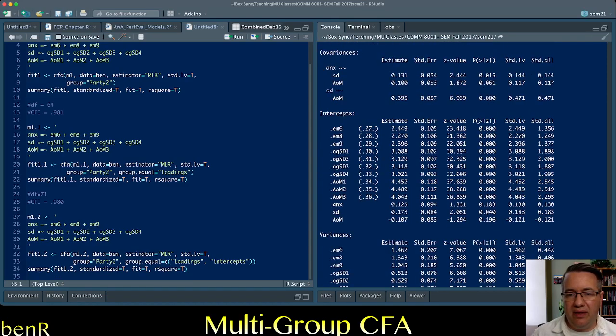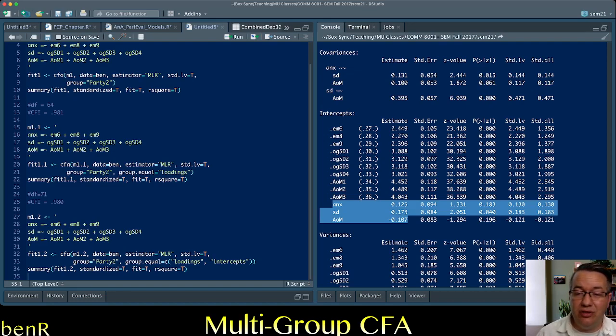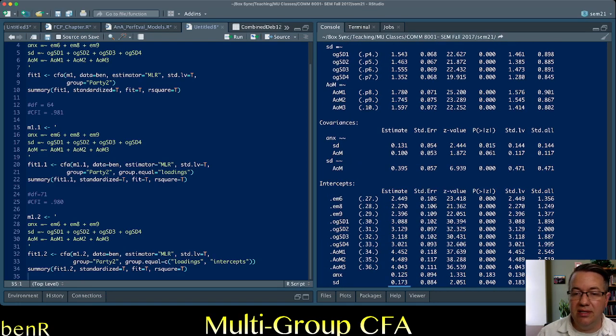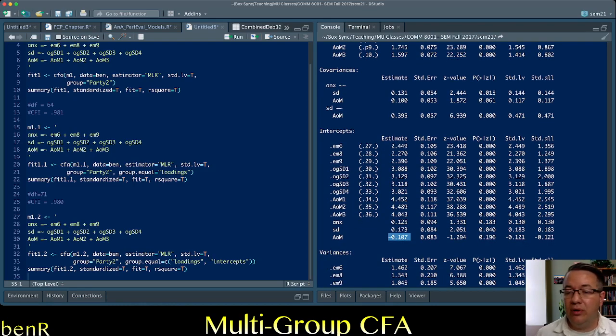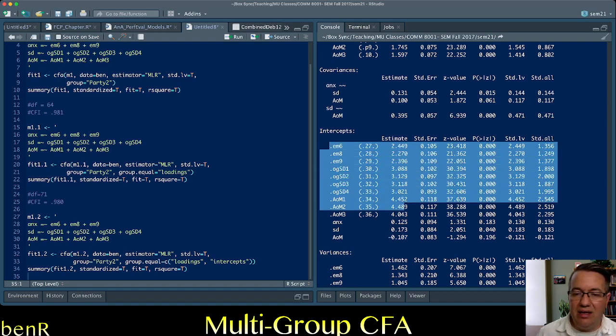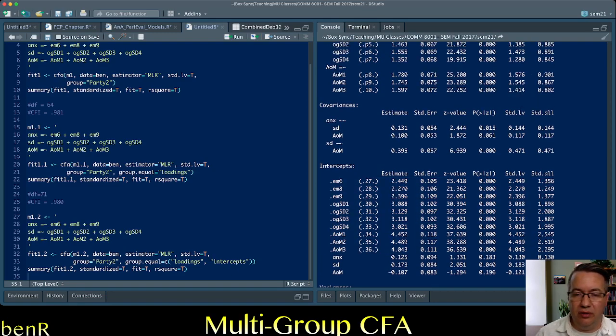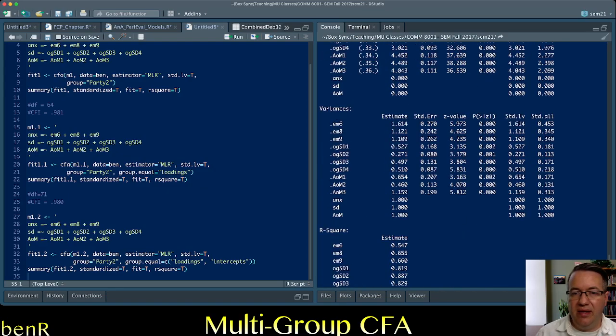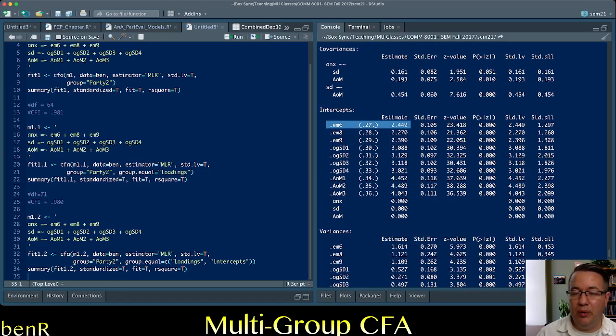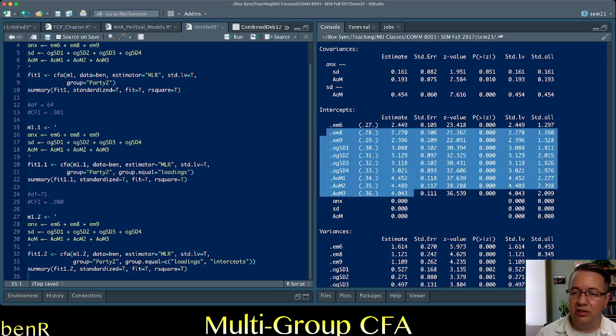And we see, looking at the intercepts, we have now estimates of latent intercepts for Democrats. And this actually has a sensible interpretation. It means that Democrats have 0.125 more anxiety than Republicans, 0.173 more social distance than Republicans, and 0.107 less attribution of malevolence than Republicans. So this is an indication that there are some observed mean differences. But now the item level means, or the item level intercepts, are going to be equivalent. So for EM6 for Democrats, it's 2.449. And the item level mean for Republicans is also 2.449. And this will be the same all the way down because they're constrained to be equal.